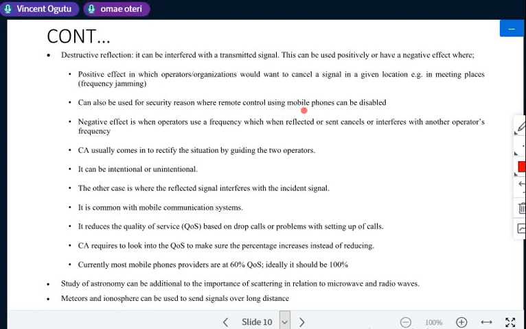Actually, that is one of the main reasons. Usually when they disable the phones, even activating those IEDs will be a problem for these guys. So they want to disable as much as possible, and that's the reason.